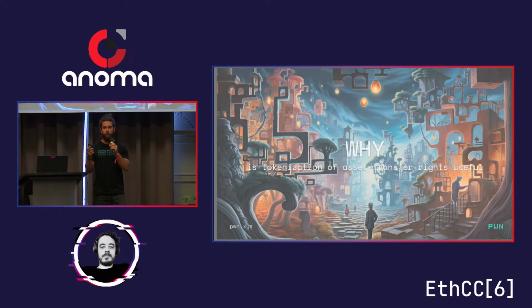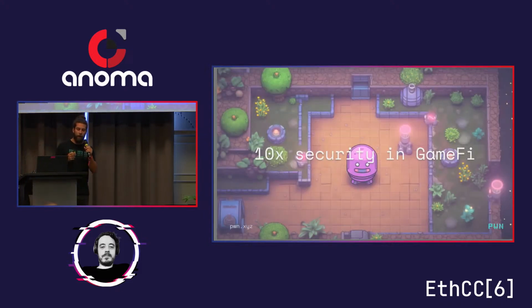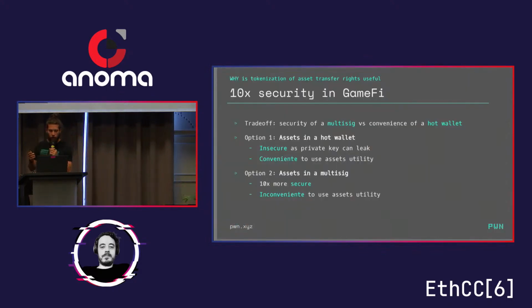So why is it useful? Now I'll talk about a few of these buzz phrases I mentioned at the beginning. So first is 10x security in GameFi. Right now, you have to make a trade-off. Basically, not just for a GameFi asset, but with any asset with utility. You can store it in your multisig or cold wallet, or in your hot wallet. In case of a hot wallet, it's super convenient. You can sign whatever transaction with the click of a button. You can even do several transactions per minute, and it's still fine.